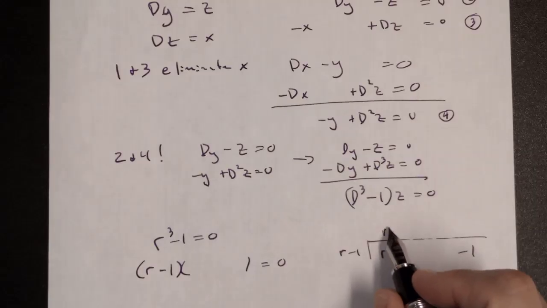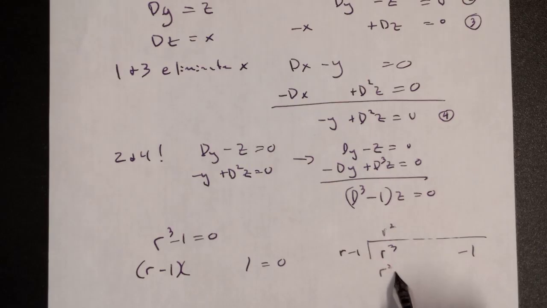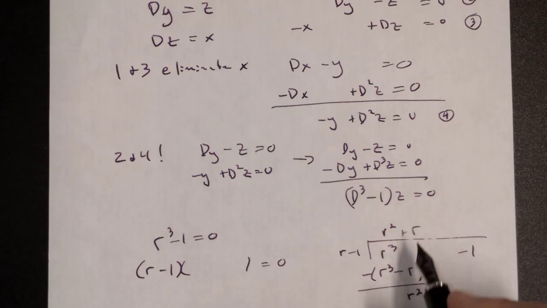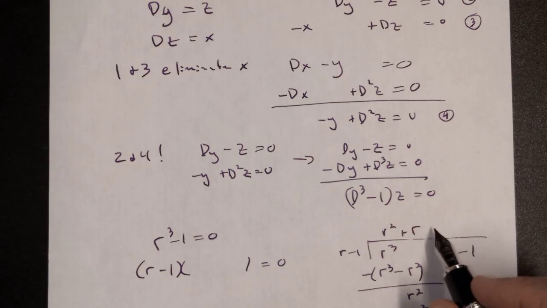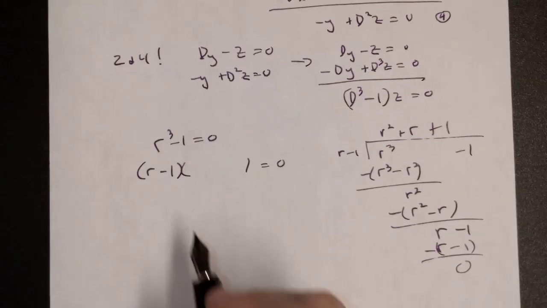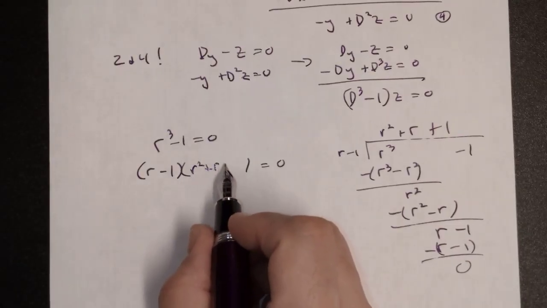R goes into R cubed, R squared. So I do R squared times R, which is R cubed. R squared times 1 is R squared. I subtract. I get R squared. R goes into R squared, R. I get R squared minus R. I subtract. That gives me an R. Bring down the minus 1 because now I'm in the right spot. Hey, that's a plus 1. R minus 1. I subtract. It cancels. So this is R squared plus R plus 1.